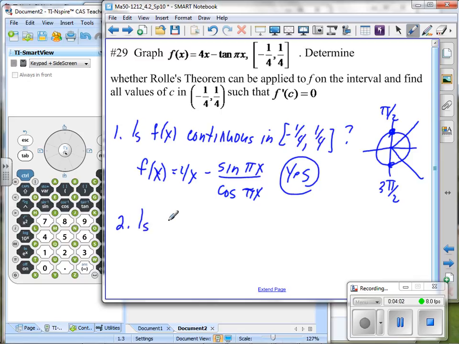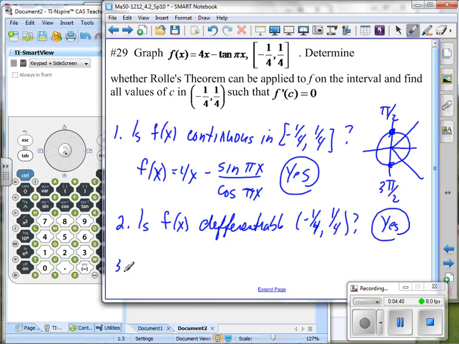Is it differentiable in the open interval from -1/4 to 1/4? Well, any problem finding the derivative of 4x? No. Any problem finding the derivative of tangent? If tangent is defined, then we'd be able to find its derivative, so we're okay there. Okay, so we'll say yes on that. So now the next thing then is to take the derivative.